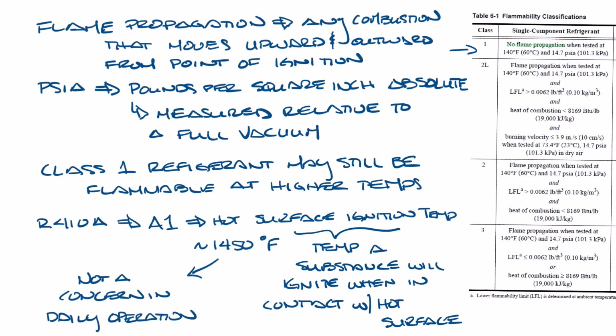Class 2L requires that it does have flame propagation at 140 degrees and 14.7 psia, and the LFL is greater than 0.0062 pounds per cubic foot, and the heat of combustion is less than 8169 BTU per pound, and the burning velocity is less than 3.9 inches per second. So let's make some room and define these terms.